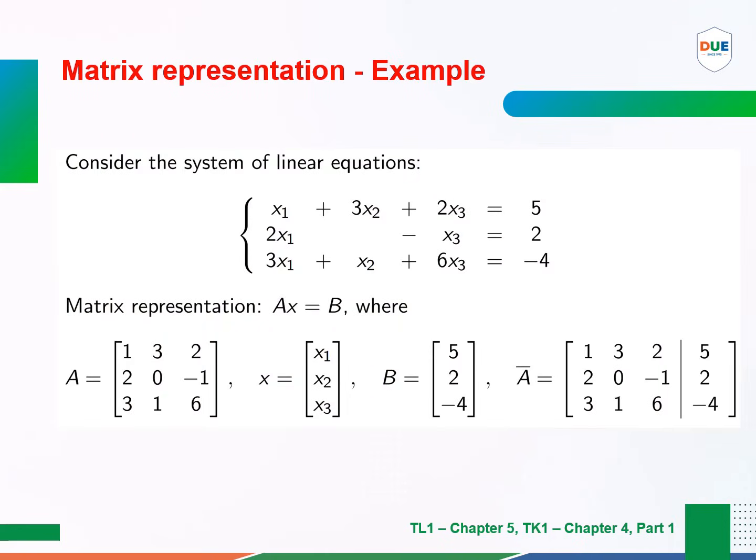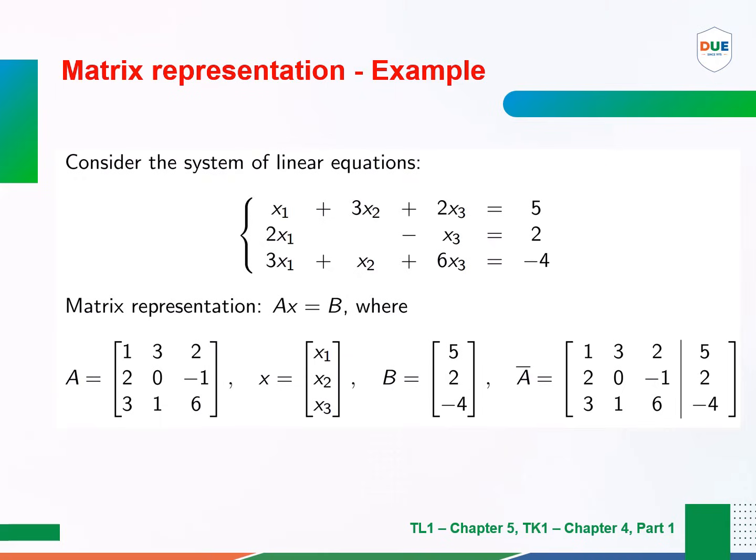Let us apply these definitions to a specific system with 3 equations and 3 unknowns. We first construct the coefficient matrix A. The first equation gives the first row, 1, 3, and 2. In the second equation, x2 does not appear, so its coefficient is 0. Therefore, the second row is 2, 0, -1. The third row is 3, 1, and 6.